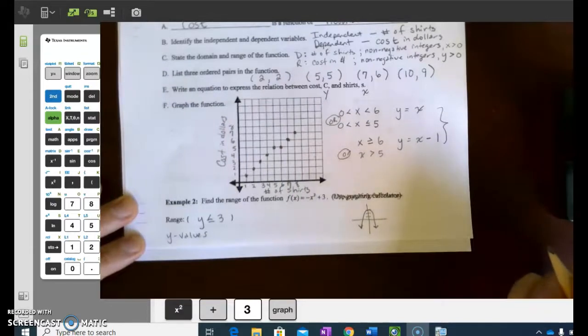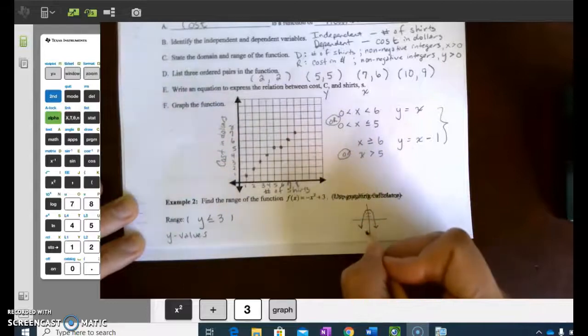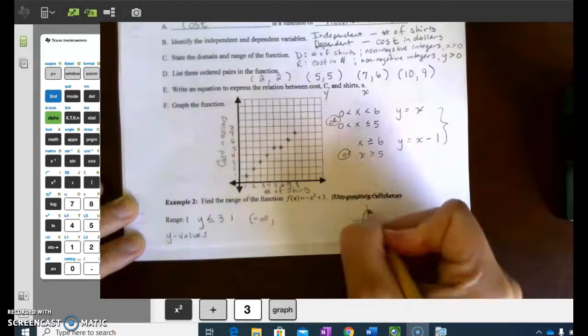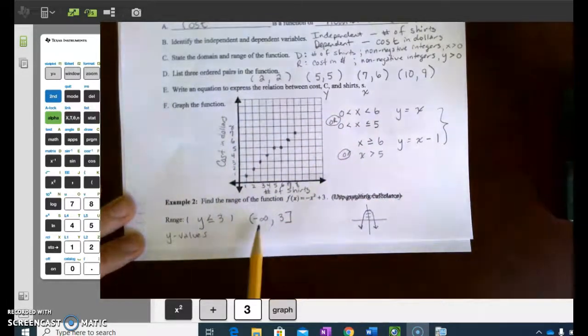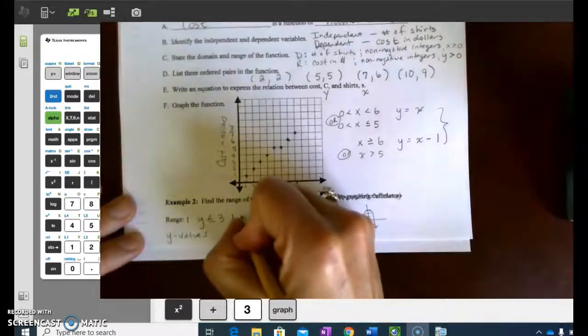Some people like to use a different notation, a bracket notation, and we could say that it begins at negative infinity, which would be a soft bracket, and it goes all the way up until 3. So when you do bracket notation, you go from smallest to largest. A soft bracket means that it can't equal that number, and a hard bracket means that it can equal that number. So you could write your range either one.